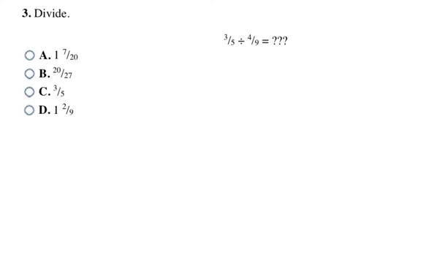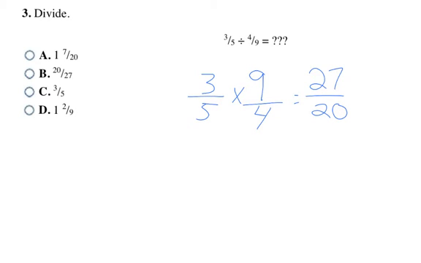So this first problem, I have 3/5 divided by 4/9. So that 3/5 stays the same, but I flip the second fraction, so 9's now on the top and 4 is now on the bottom. And I'm going to change division to multiply. So now I just multiply the tops and multiply the bottoms. 3 times 9 is 27. 5 times 4 is 20. And now I'm just going to see if I can simplify that at all. Does 27 and 20 have anything in common? They don't. So I'm going to have to convert that into a mixed number.